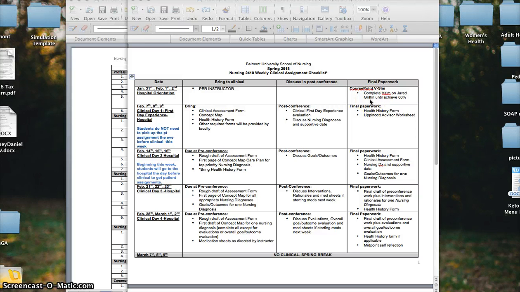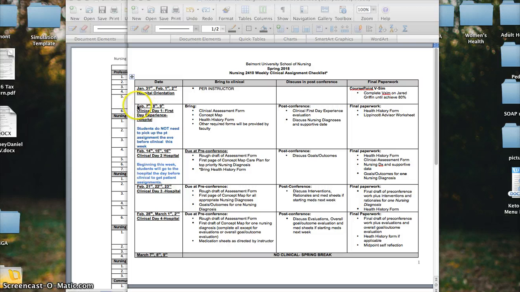So Wednesdays are due Friday by 10 a.m., and Thursday and Friday clinicals have paperwork due by Monday at 10 a.m. As you can see here for hospital orientation, which is scheduled for next week, if you had to have them bring anything, that would have been here. That's why it says per instructor. We do not have a post-conference that day. And their final paperwork is the CoursePoint VSIM, which we have discussed with them this week. There is nothing that you have to do as instructors for that. They are submitting it online, and Dee Dee is tracking that.